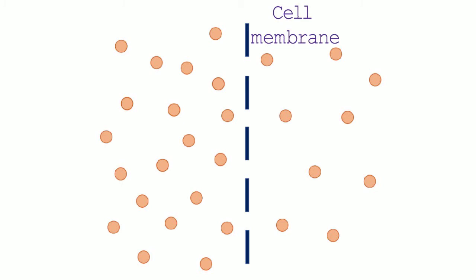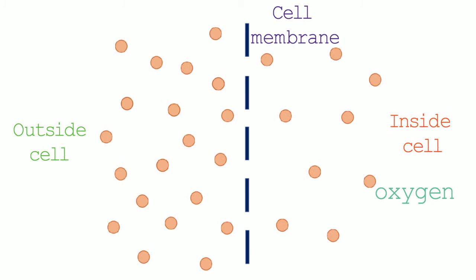It means that some substances are able to pass through it and other substances are unable to pass through it. We also have the inside of a cell, which is the right hand side, and we also have the outside of a cell, which is the left hand side. We are looking at diffusion with respect to oxygen, and all the orange circles are oxygen particles.